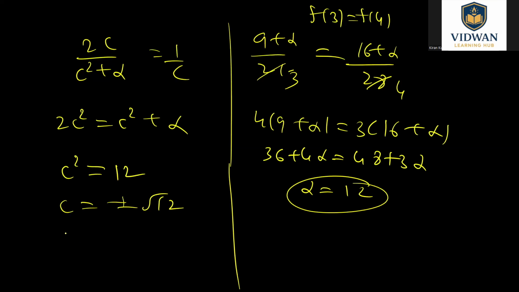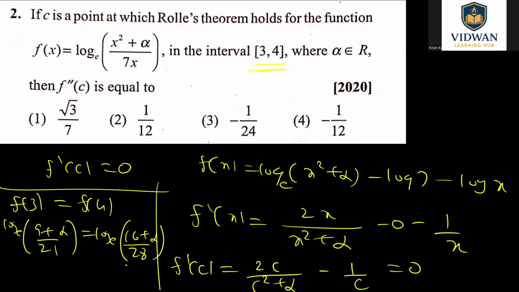So what is the value which belongs to 3 to 4? Minus root 12 does not belong to the interval. So we have to take c as plus. And after you get c value, they actually ask you f double dash of c. So we'll have to do differentiation again.